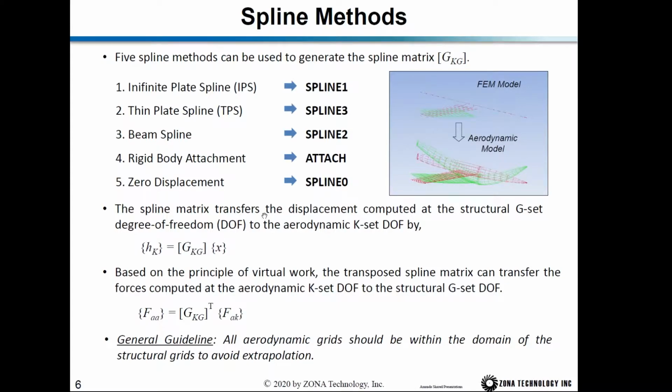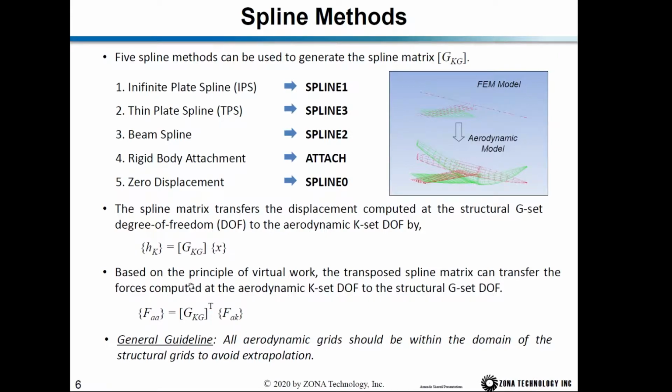And the spline matrix transfers the displacement computed at the structure G-set degrees of freedom to the aerodynamic K-set degrees of freedom. So once you have a spline matrix, you multiply it by the displacement at the G-set, and you will transfer this displacement to the aerodynamic K-set degrees of freedom.